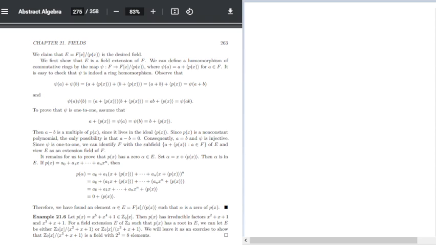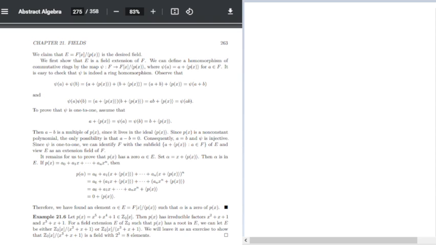Observe that psi(a) plus psi(b) is equal to a plus <p(x)> plus b plus <p(x)> is equal to a plus b plus <p(x)> is equal to psi(a plus b), and psi(a) psi(b) is equal to (a plus <p(x)>)(b plus <p(x)>) equals ab plus <p(x)> is equal to psi(ab). To prove that psi is 1 to 1, assume that psi(a) is equal to psi(b), that is, a plus <p(x)> is equal to b plus <p(x)>.